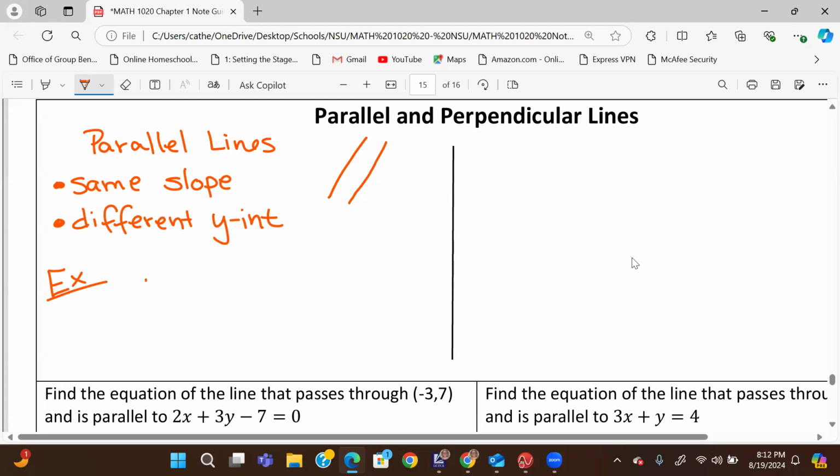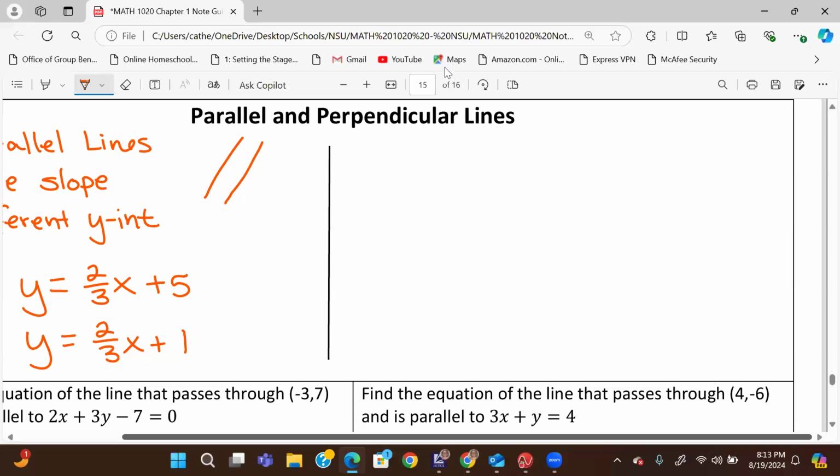Here's an example, parallel lines, y equals, let's do 2/3 x plus 5, and y equals 2/3 x plus 1. So those lines, whatever's in front of x is your slope. So both the slopes are the same, but the y-intercepts are different. Let's move over to perpendicular lines.